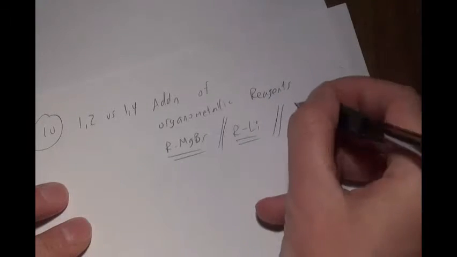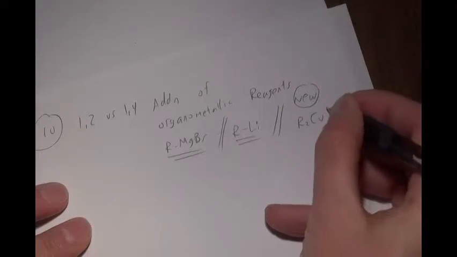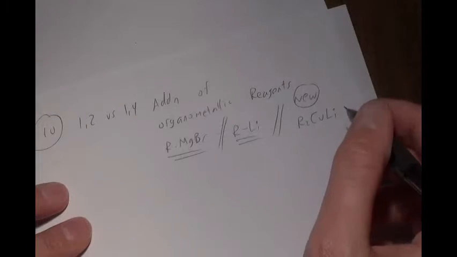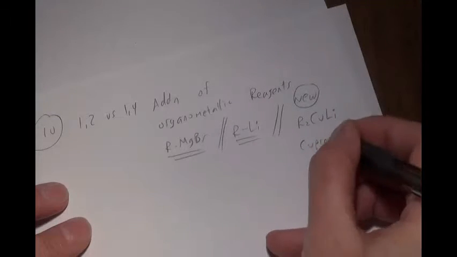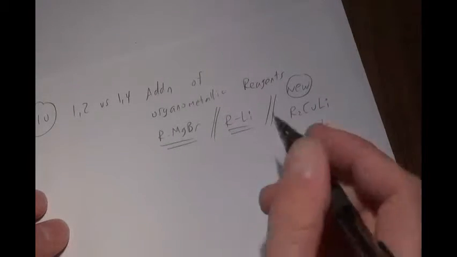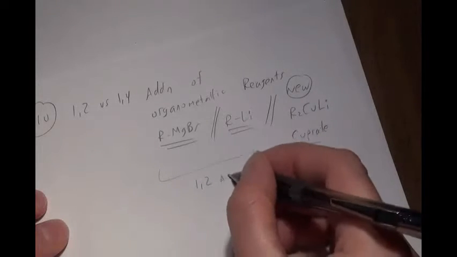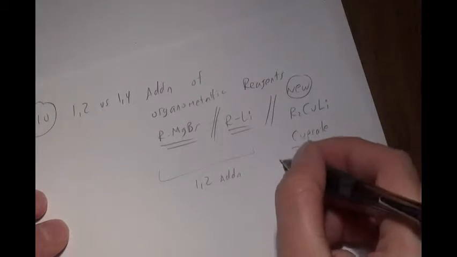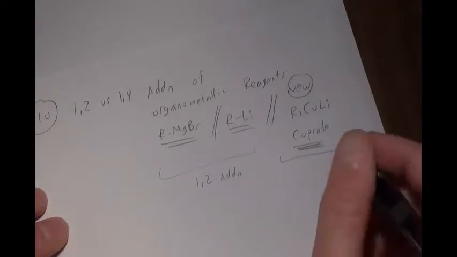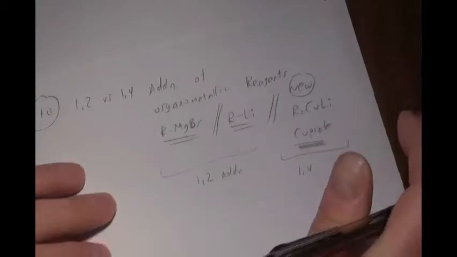Now the new one is going to be R2CuLi. It's called a cuprate, and it's going to be different. Quick summary: these are going to give 1,2 addition. What do you think the cuprate's going to give? The cuprate's going to give 1,4 addition. Okay, let's see examples now.